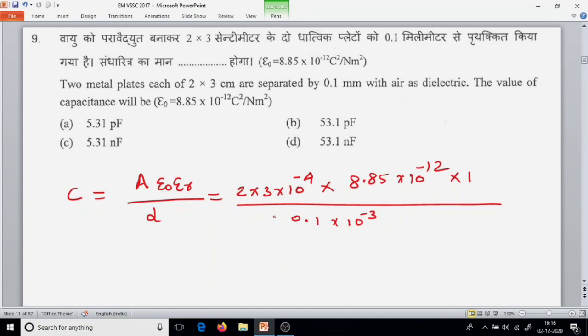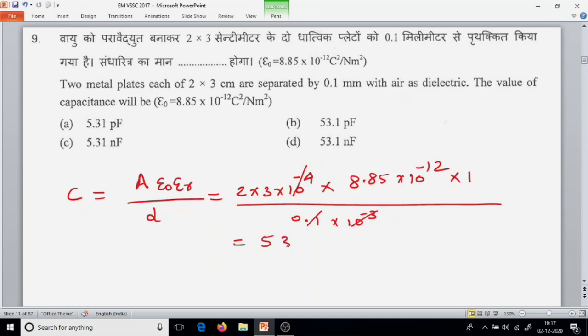Now we'll simplify it. The 10 to the power minus 3 will reduce, this can be written as 10 to the power minus 4. So this cancels, I can write it as 1 into 10 to the power minus 4. Now only the numerator we have to solve. That is 2 into 3, 6. 6 multiplied by 8.85 comes to 53.1.